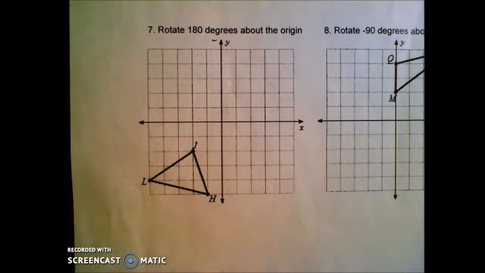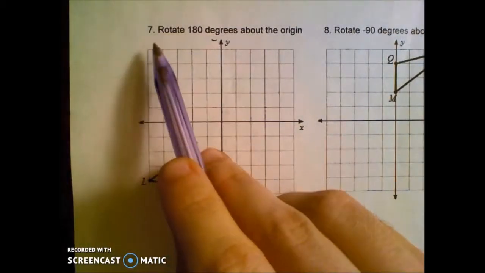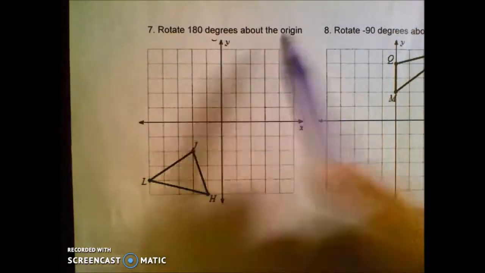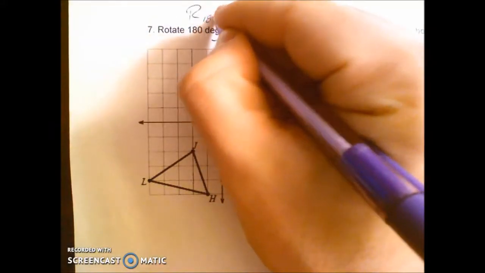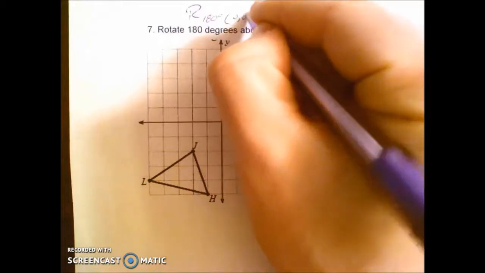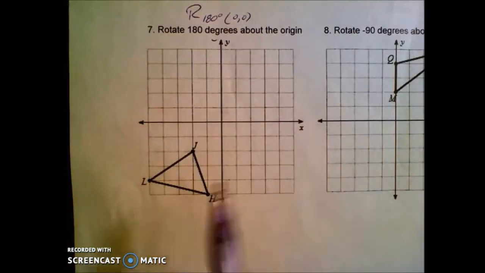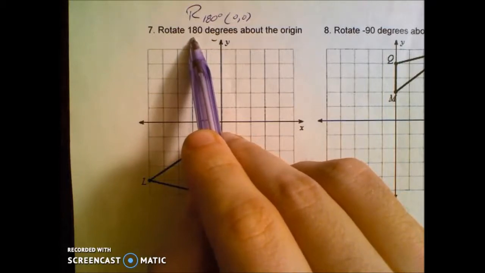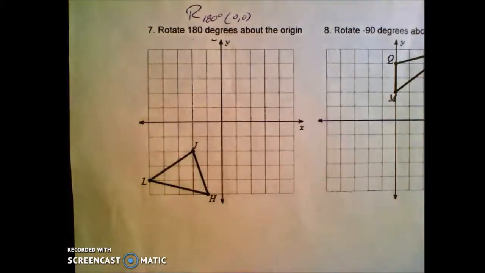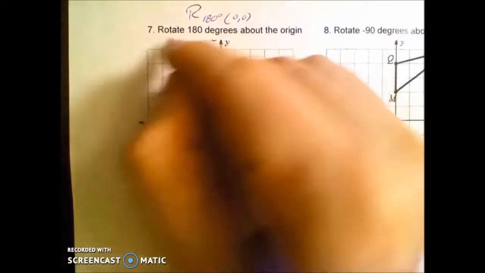Let's finish up by taking a look at the last 2 rotations. Number 7, rotate 180 degrees around the origin. Now in function notation, again, that would be capital R for rotate, 180 degrees, and then 0, 0, because that's the origin. Now, like we learned in number 6, if I don't tell you clockwise or counterclockwise, or say positive or negative, by default, that's 180 degrees counterclockwise.